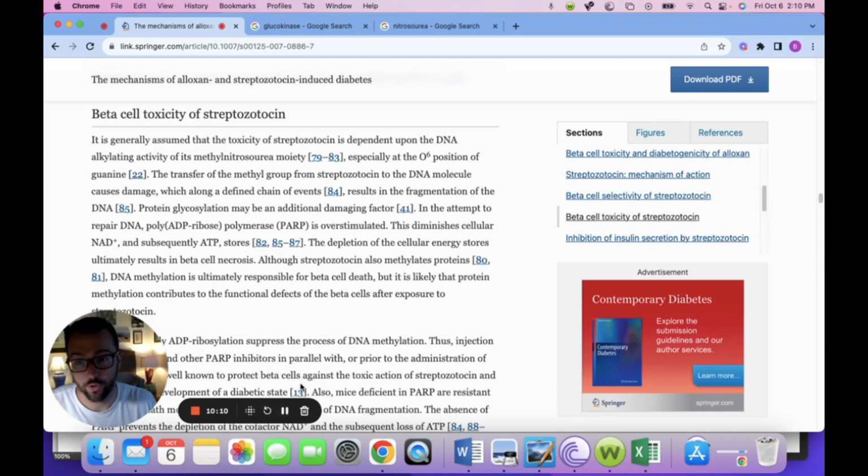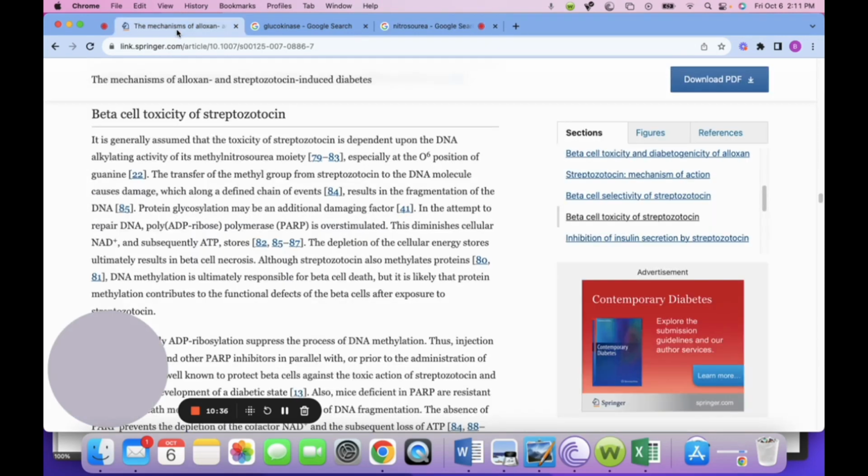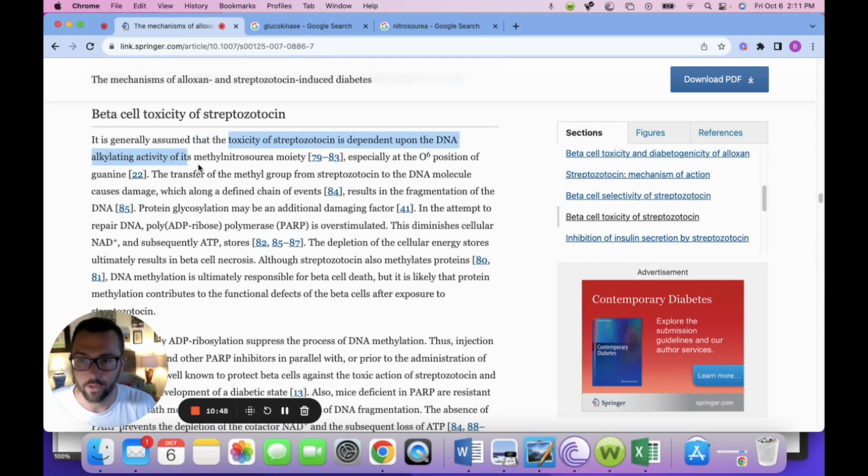Now, the question of why streptozotocin targets beta cells and how it's so damaging to them is based on the nature of what streptozotocin is. It's something called a nitrosourea, which if you just give it a quick look up here, it'll say it's a DNA alkylating agent. So it's something that manipulates the expression of DNA. So looking back here, it's largely assumed that the toxicity of streptozotocin is dependent upon the DNA alkylating activity of what it is.